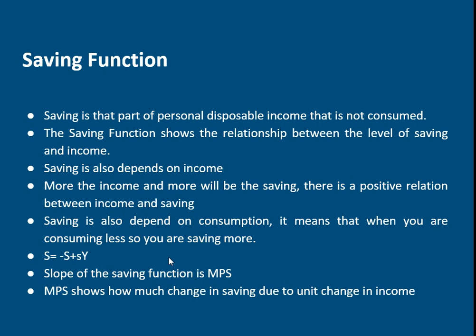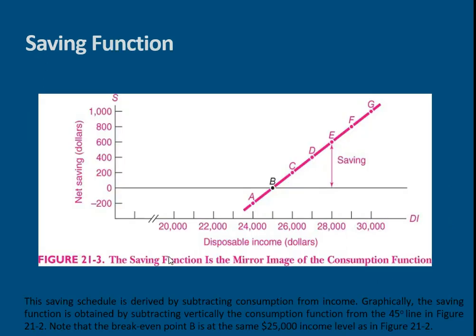So now let's discuss the graph of the saving function. As you can see, on the y-axis we have taken saving, and on the x-axis we have disposable income. The area of the saving curve below this line shows dis-saving, or negative saving. This amount represents what you have to return to your friends or to someone else from whom you have borrowed.